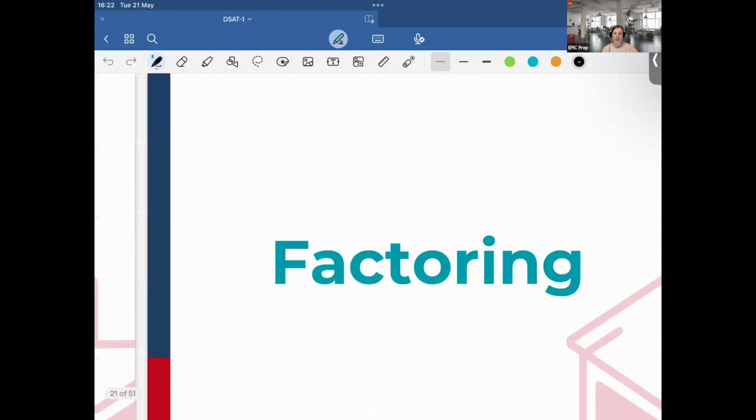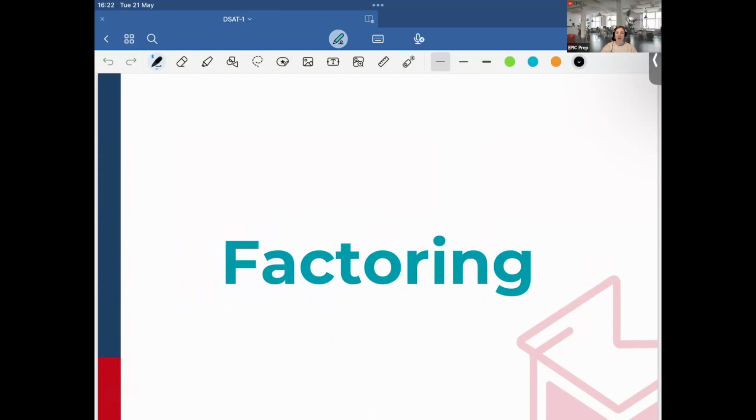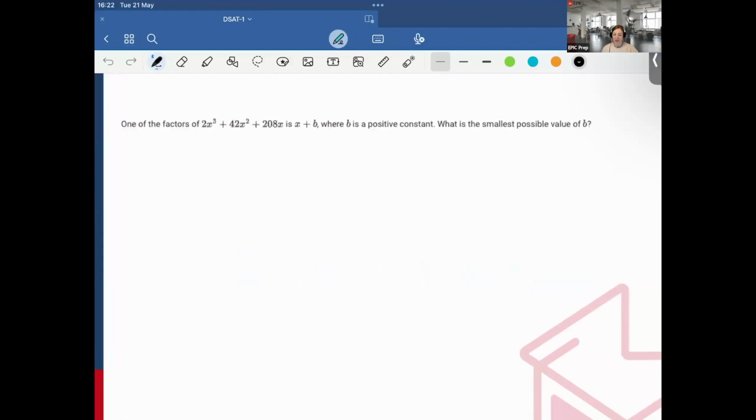So first things first, a really common trend that's been on the past few digital SAT exams is factoring. There's usually one or two or maybe even three problems regarding factoring. So let's just check this problem here. For example, this is an easier one. I'll be going through all the difficulties.